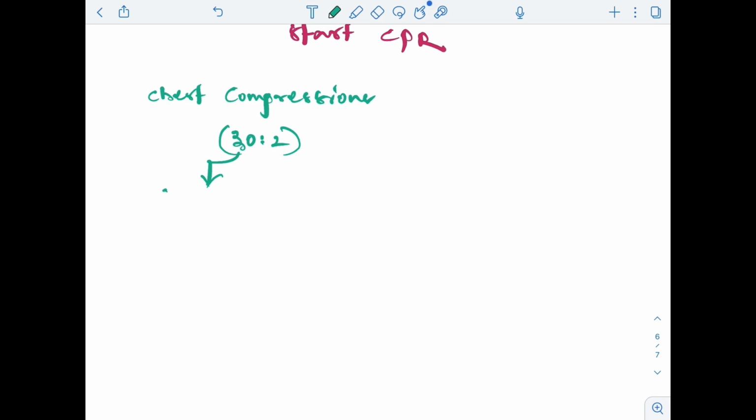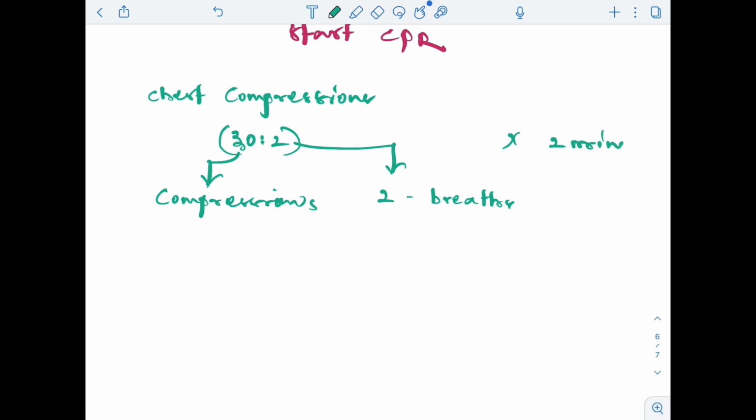Here the 30 indicates the number of chest compressions, while the 2 indicates the number of breaths. Usually in healthcare settings, we give the breaths with the help of an ambu bag. And these 30:2 chest compressions should be done for 2 minutes. That means 5 cycles of 30:2 should be done.